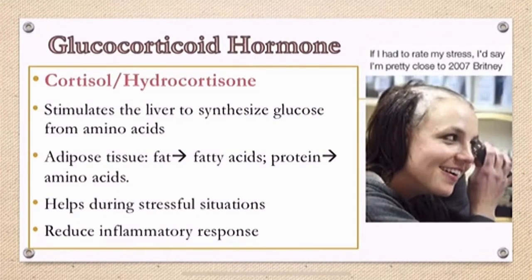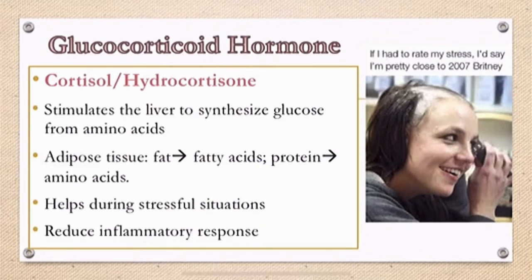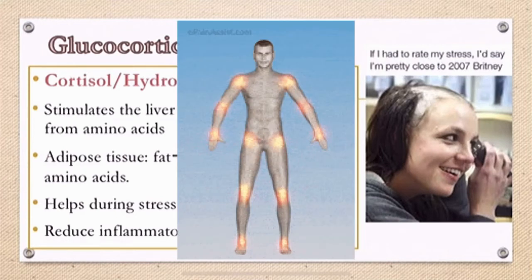The middle layer of the adrenal cortex secretes cortisol, also known as your hydrocortisone, which is a glucocorticoid hormone. Cortisol stimulates the liver to synthesize glucose from circulating amino acids. It causes adipose tissue to break down fat into fatty acids and causes the breakdown of protein into amino acids. These molecules are released into circulating blood to be taken up by tissues as a quick source of energy. The action of the cortisol helps the body during stressful situations and helps maintain the proper glucose concentration in the blood between meals. Cortisol also helps reduce the inflammatory response.